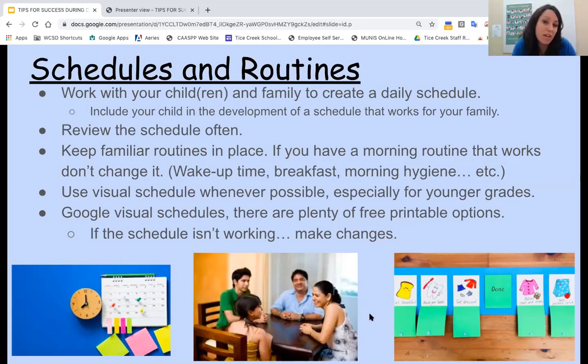And then the last piece of that is if the schedule isn't working, make changes. I think definitely trying to stick with something for a couple days, a week, give it a fair shot is important. But if it's not working, make changes and have conversations about that.